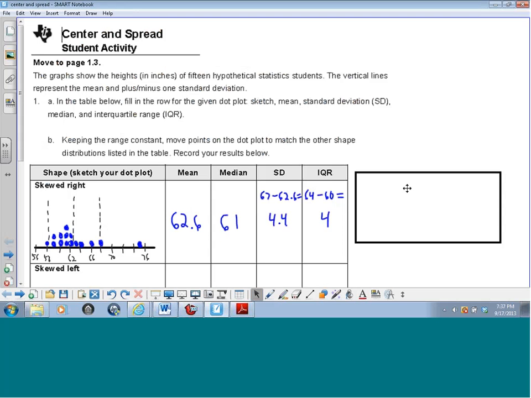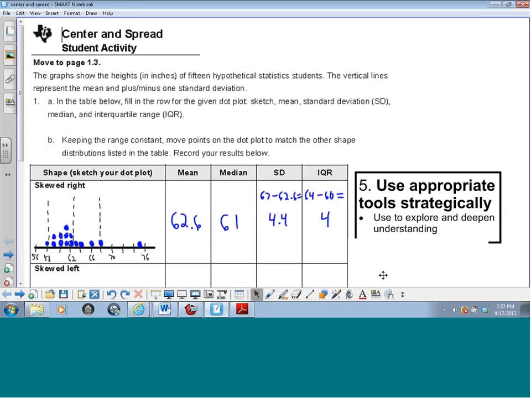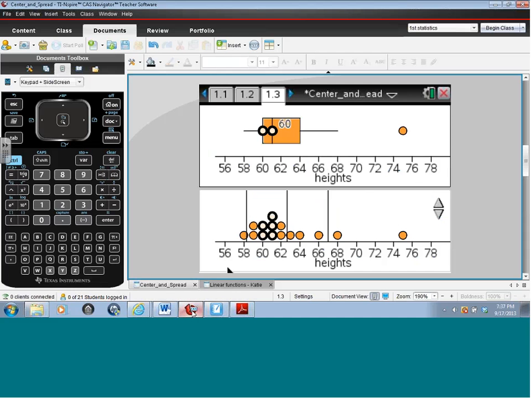And so if they've had a little bit of stats, maybe they've learned a little bit about that. And when I saw this, I thought, well, what's really happening here? I think they're using appropriate tools strategically. And this calculator, you think about the built-in, we're able to see multiple representations here. We're able to really interact with the data.